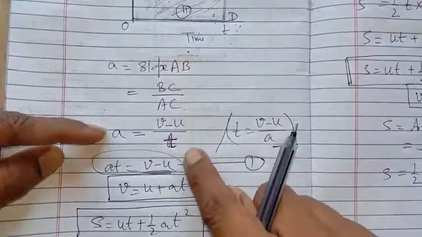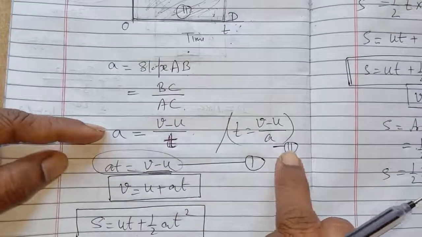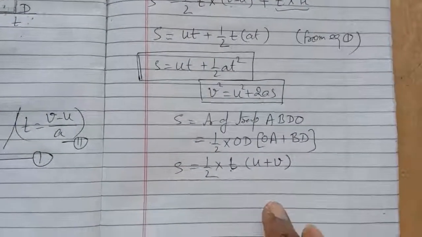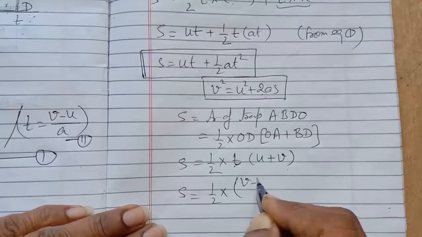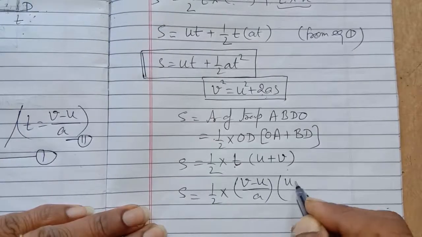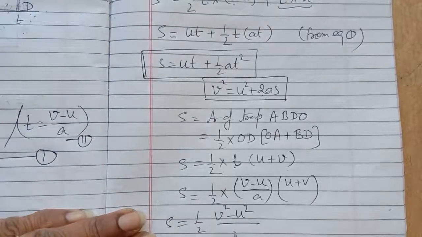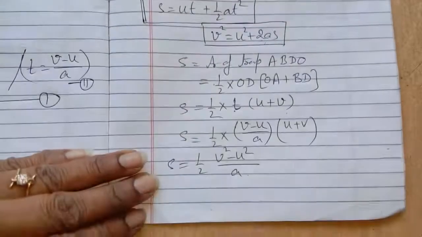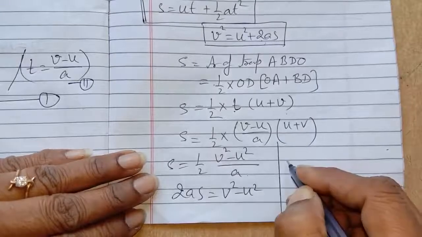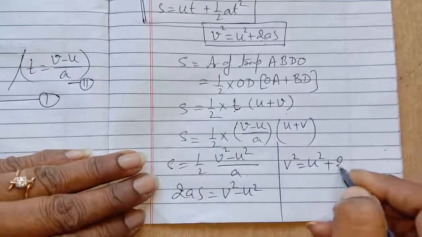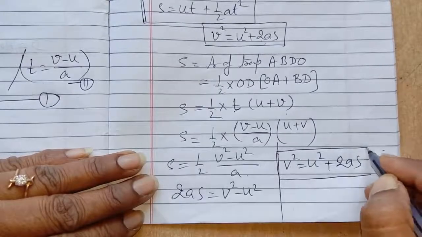तो देखो आप फर्स्ट इक्वेशन तो आप करोगे ही करोगे, फर्स्ट डेरिवेशन, और यहाँ पे आप इक्वेशन बना के छोड़ दो T के लिए, and then put the value of T from here, from the equation 2. तो I am writing the value of T from the equation 2. S is equal to half into T. T is how much? It is V minus U upon A into U plus V. So S is equal to half V square minus U square upon A, or we can say that 2AS is equal to V square minus U square, or we can say V square is equal to U square plus 2AS. This is the third derivation. So these are the derivations, and this is all about the graph.